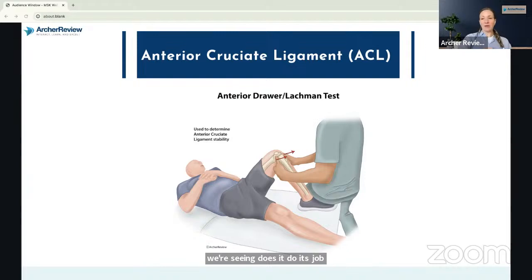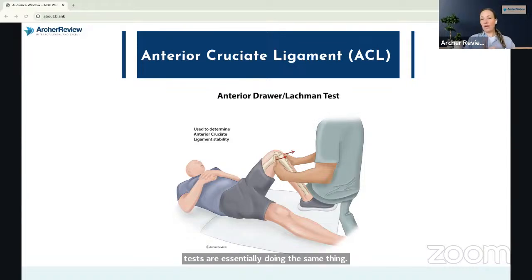Okay. And then we're going to test that by using the anterior drawer test or the Lachman test. Okay. These two tests are essentially doing the same thing. The only thing that changes when we're doing these tests is the way that we position the patient.